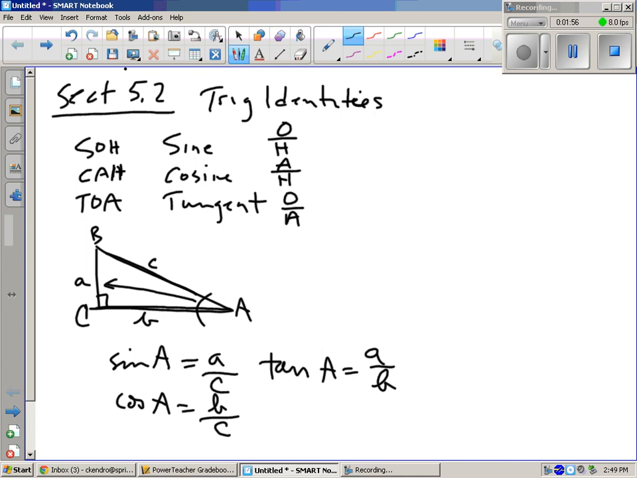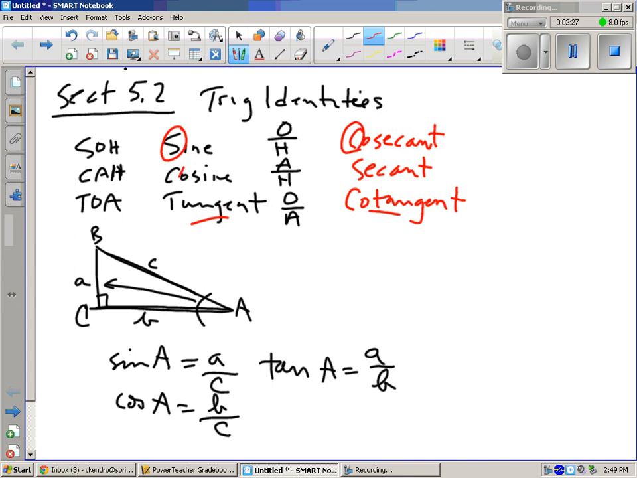Now what you probably didn't know is that each of these has an evil twin. I'm going to choose the color red because that's the most evil color I can think of. So sine's evil twin is cosecant. Cosine's evil twin is secant, and tangent's evil twin is cotangent. Tangent and cotangent are easy to remember, but with the other ones, the S and the C and the S, they don't match. So the S does not go with the S.